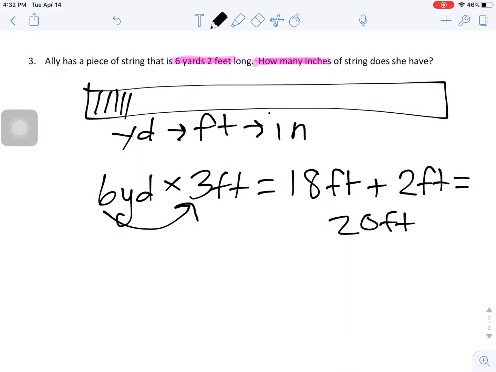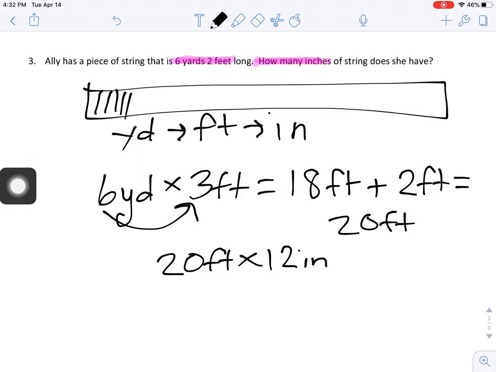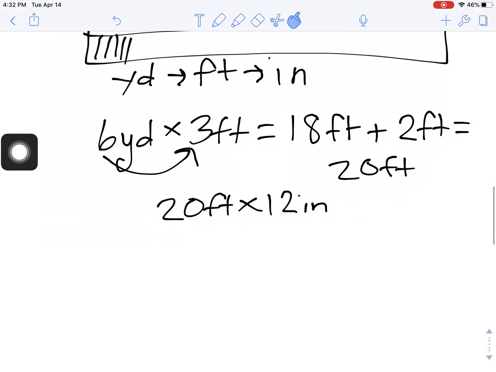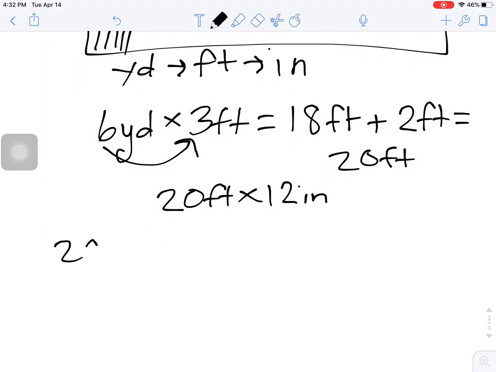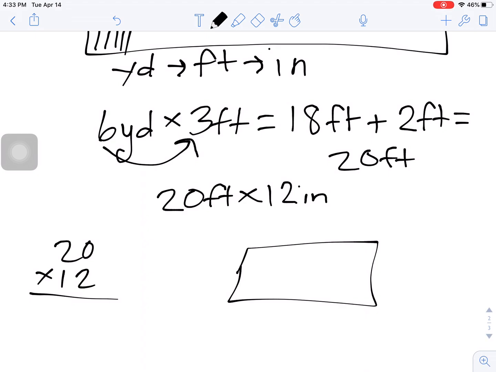Now I'm not done because feet is not my answer. Inches has to be my answer. So now I'm going to say she has 20 feet of 12 inches each. So I have to go 20 times 12. I could use partial product and do the bow tie method to keep track, or I could do my area model and I could say 12 is 10 plus 2 times 20, and I don't need to break it up because it's only a tens place.